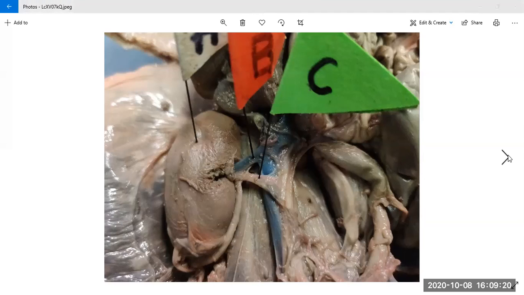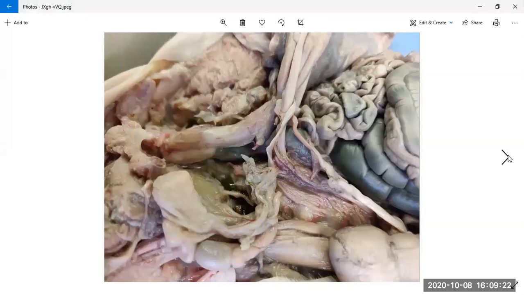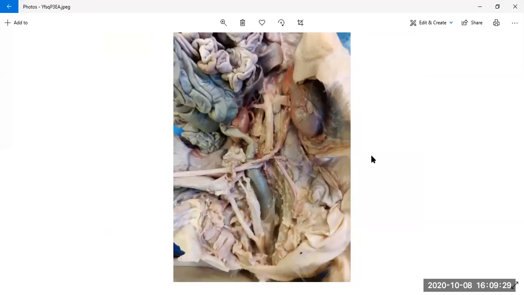Okay. This picture, we are going to have a detailed picture on the next page. Okay, this one is the kidney, and emanating from the kidney is the ureter, and this ureter is going to go to the bladder.